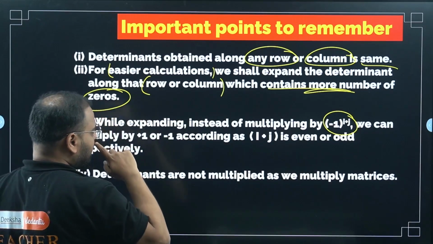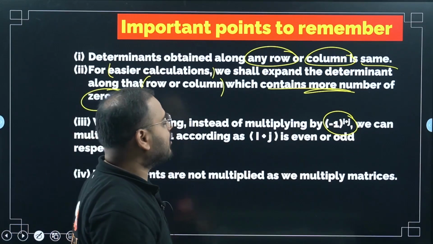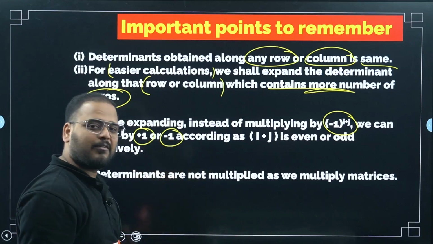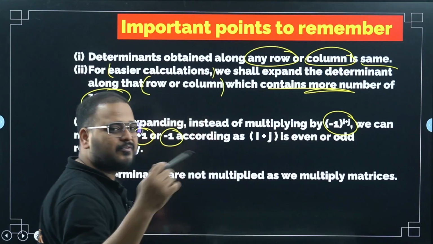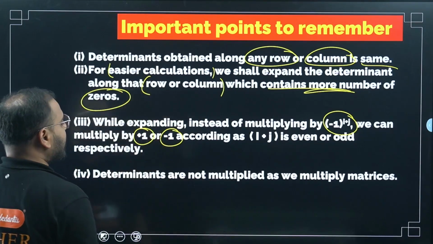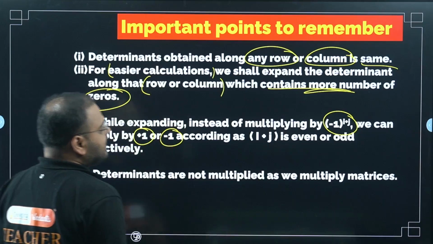Why expanding? So now we don't have to consider this all the time. Just remember whether i plus j is even or odd, and if it is even then +1, if it is odd then -1. This I have also explained to you: for even powers it's +1, for odd powers it is negative, sir. Okay. Now we remember this.